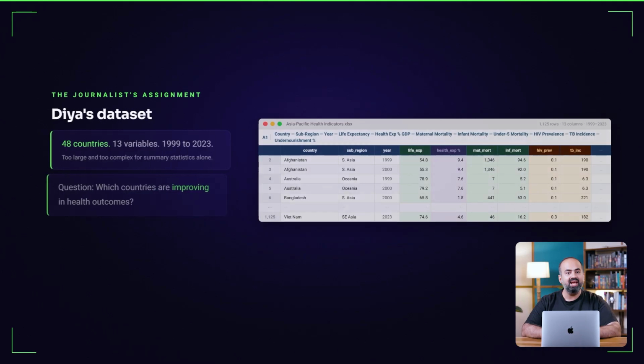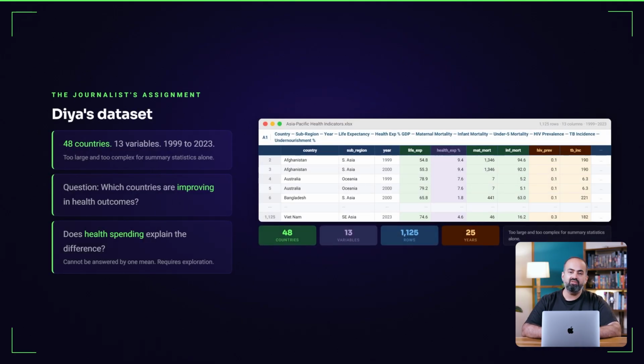Let's again take a scenario of a journalist named Dia. She works with one of the popular news wires and has to create a data story. She has a data set for health indicators across Asia-Pacific countries. Based on it, she needs to answer the question, which countries are improving and is health spending driving those improvements? She cannot answer that by just calculating a mean.